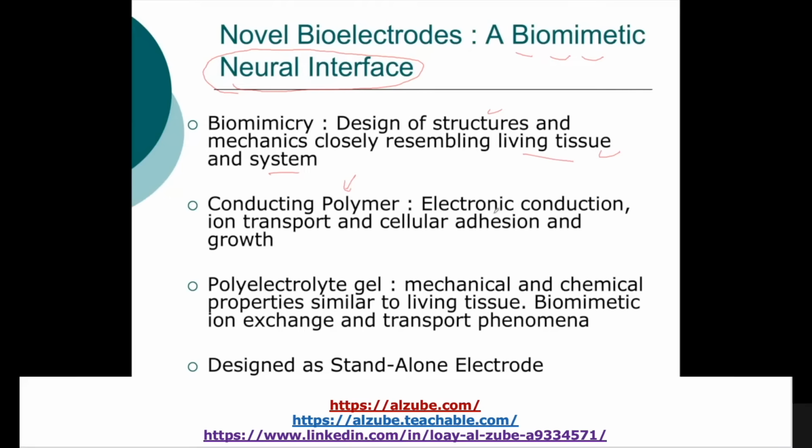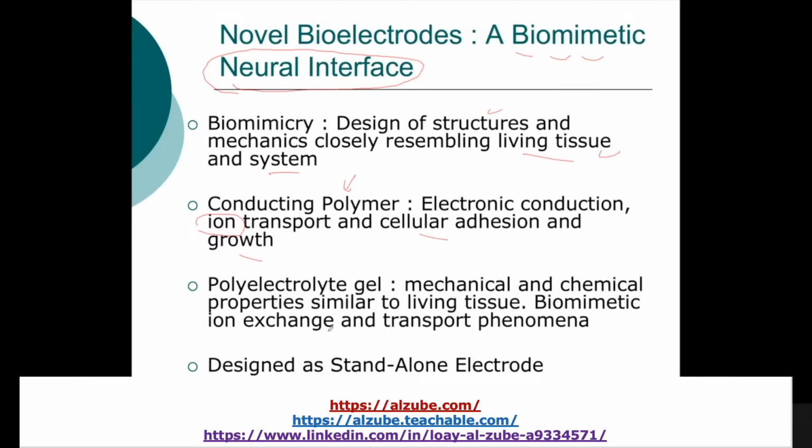And they have electronic conduction and ion transport. So it's not electrons, it's ions. It's all about ions. And it has cellular adhesion and also growth. So if I really want to create an artificial neuron, that's something we think a lot about in research. So we generated something called polyelectrolyte gel. It has mechanical and chemical properties similar to living tissue.